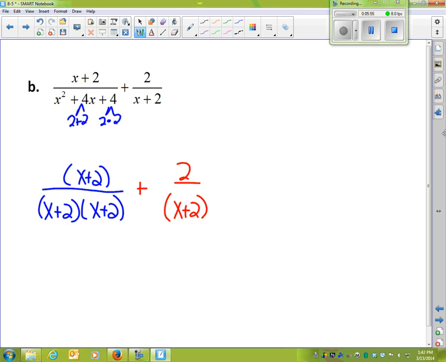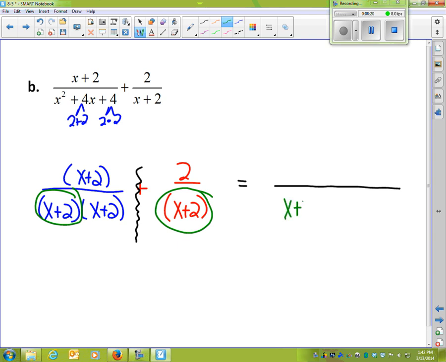These are my two fractions. It might help you visualize if you put a wall between them. I need the two sides to be exactly the same. When I come up with a common denominator, I'm going to circle what is exactly the same already. I have an x plus 2 on both sides. So I'm going to write that one down.